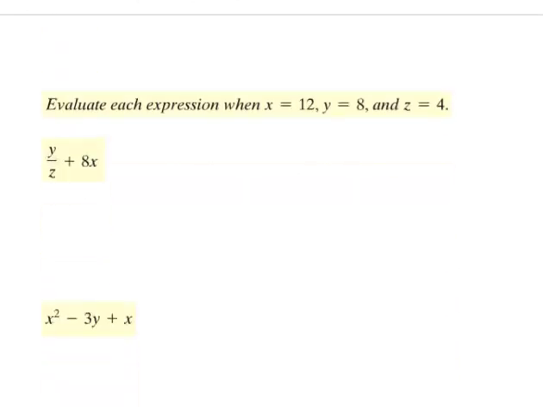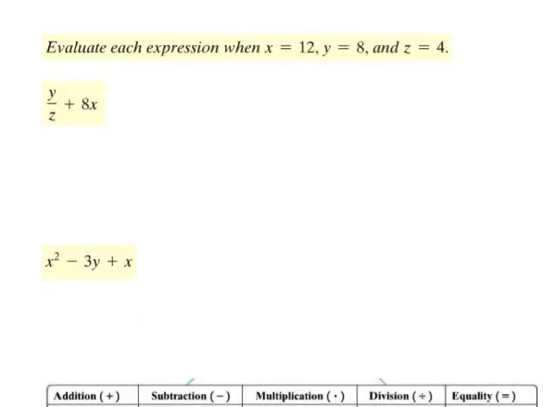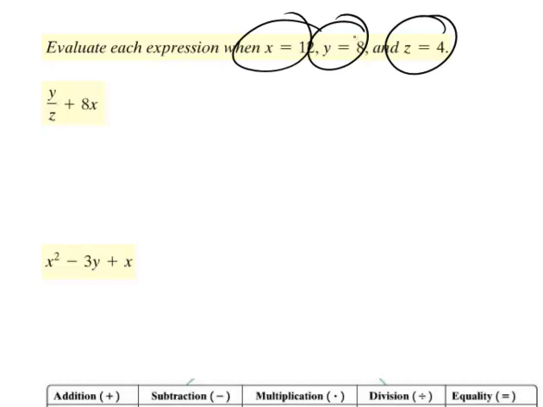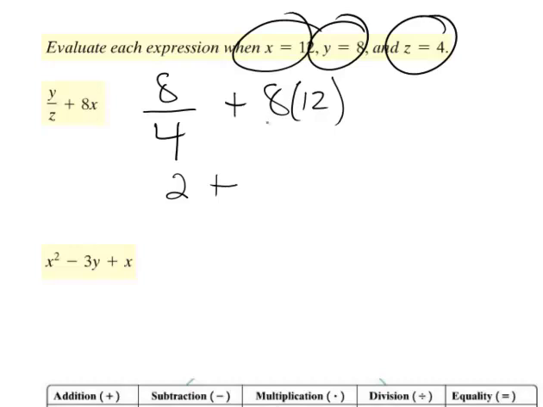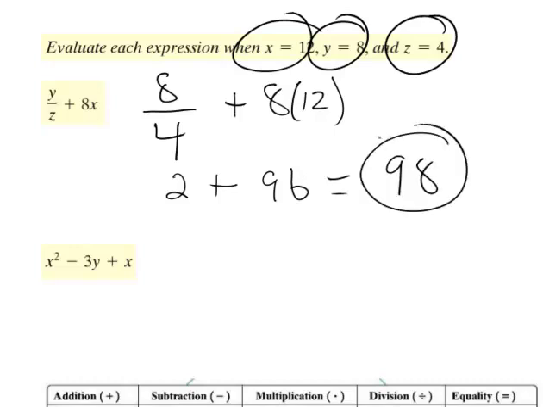Let's try these next couple over here. So again, here it also says evaluate each expression. And again, it gives me some values. X is equal to 12, Y is equal to 8, Z is equal to 4. Okay, so my first step here, where my letter Y was, I'm going to put my number 8. Where my letter Z was, I'm going to put my number 4. Plus 8 times where my X was, we had a 12. So I'm going to go ahead and do my fraction. 8 divided by 4 is 2. 8 times 12 is going to give me 96. And 2 plus 96 is just going to give me 98.